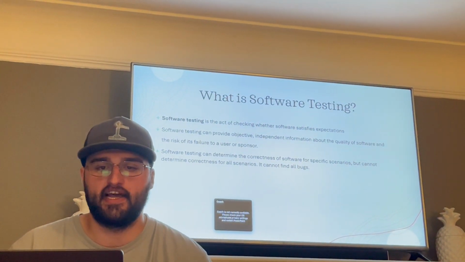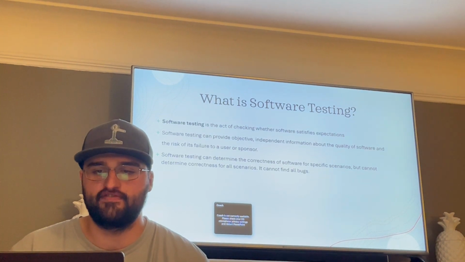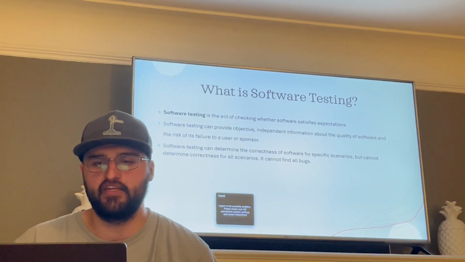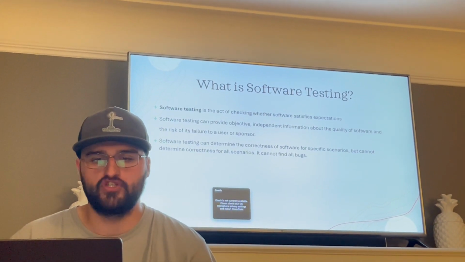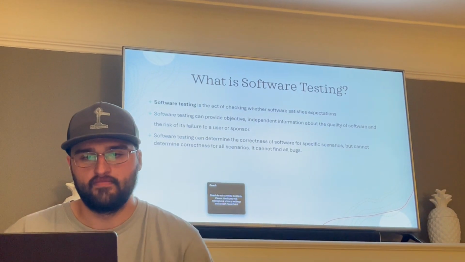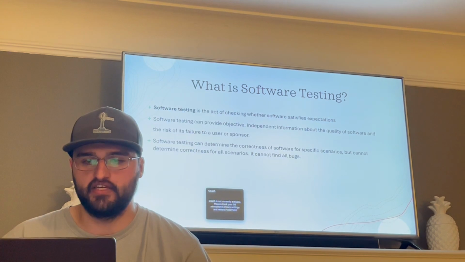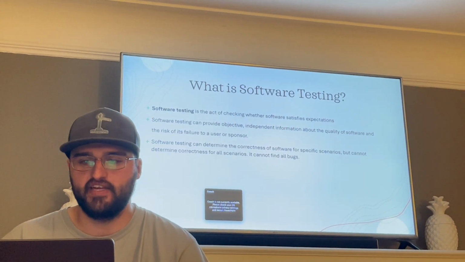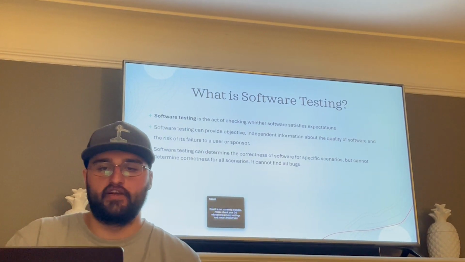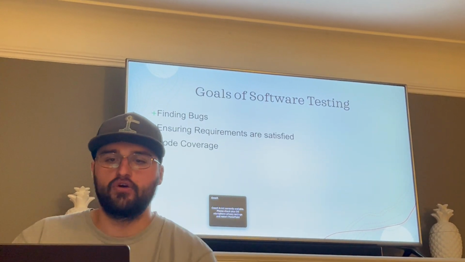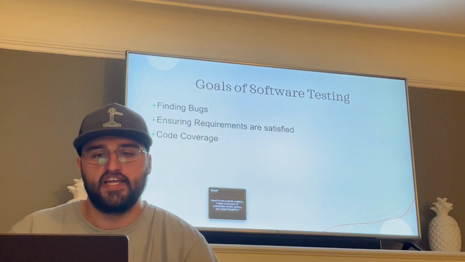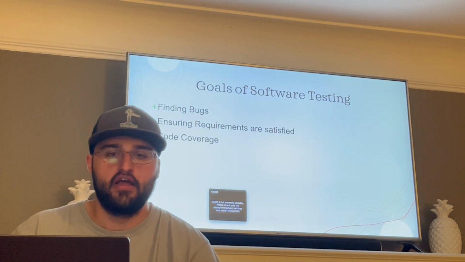So, what is software testing? Software testing is the act of checking whether software satisfies expectations. Software testing can provide objective, independent information about the quality of software and the risk of its failure to a user or sponsor. Software testing can determine the correctness of software for specific scenarios, but cannot determine correctness for all scenarios. It cannot find all bugs. The goals of software testing are, of course, finding bugs when you can, ensuring requirements are satisfied, and code coverage.